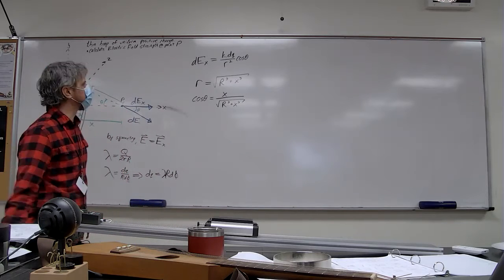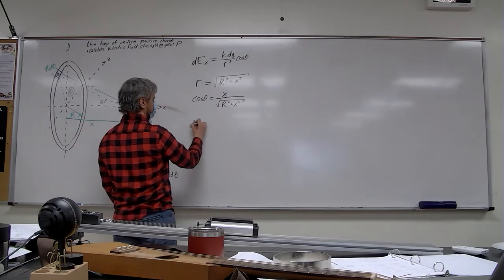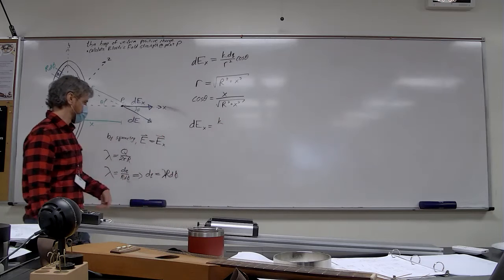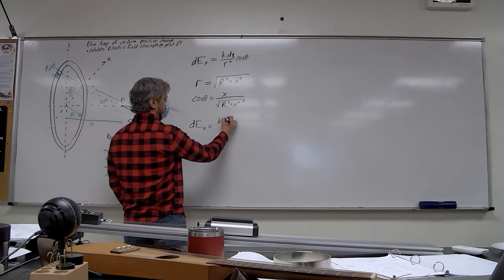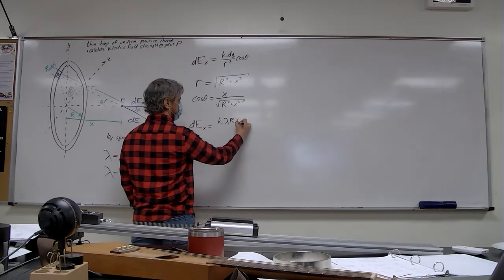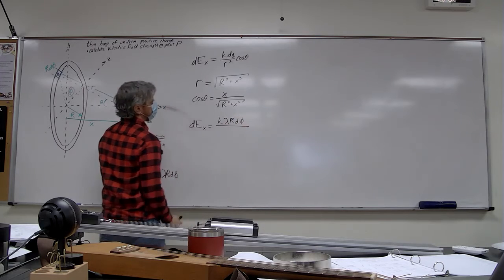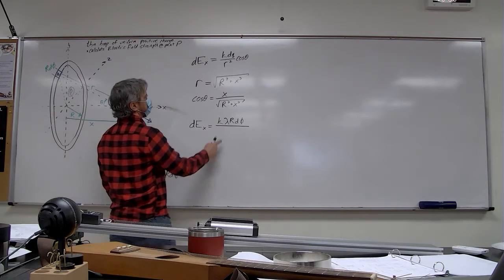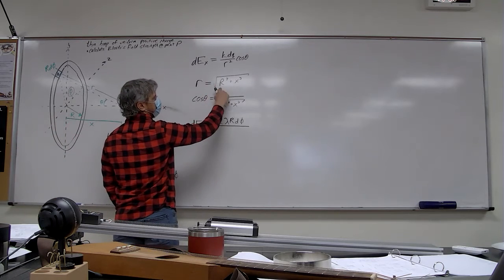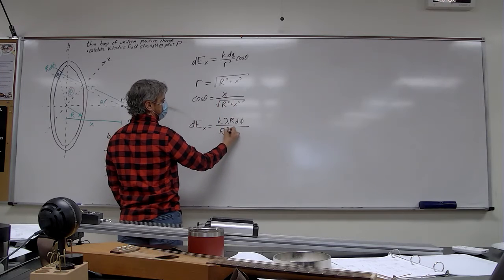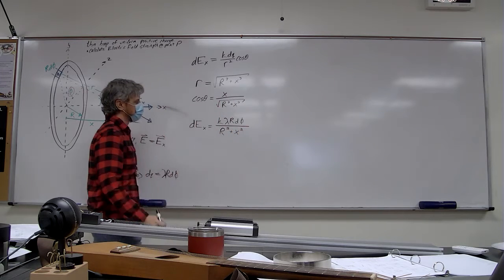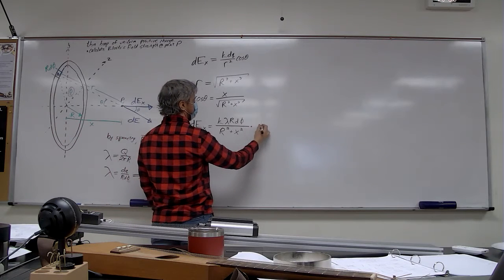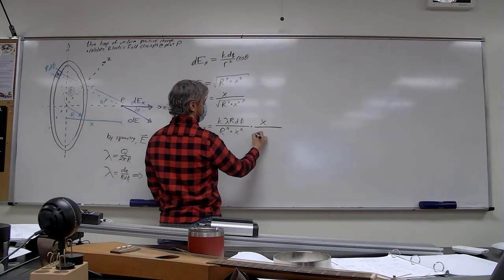Okay, and so I can make those substitutions into this equation. dE in the x direction equals k, substitute my lambda r d phi, divided by r squared. What's r squared? Big R squared plus x squared, times the cosine of the angle. So times x over the square root of big R squared plus x squared.